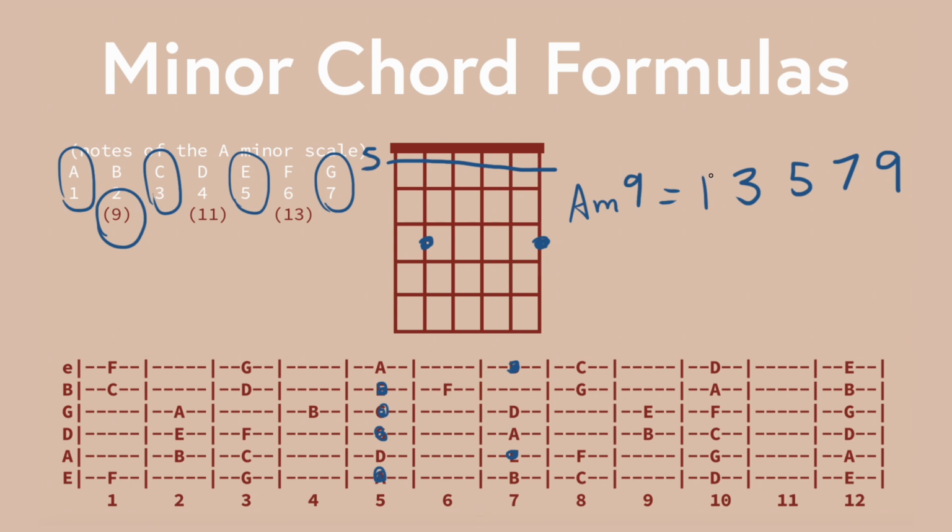So if you wanted to do B minor 9, you could just move this shape 2 frets higher. So you'd start on this B here and do the chord like in this area. And you could just move it about the guitar neck.